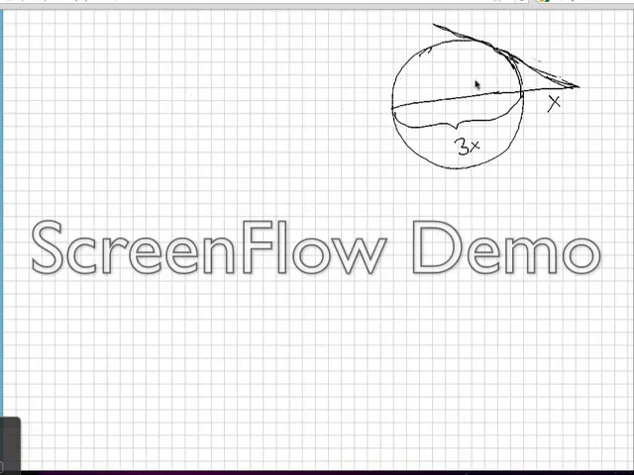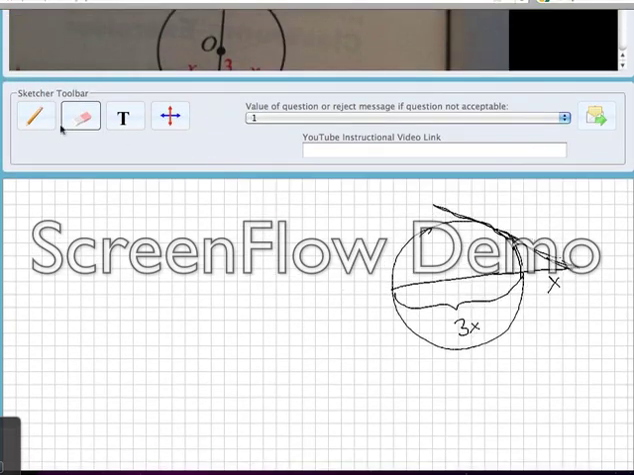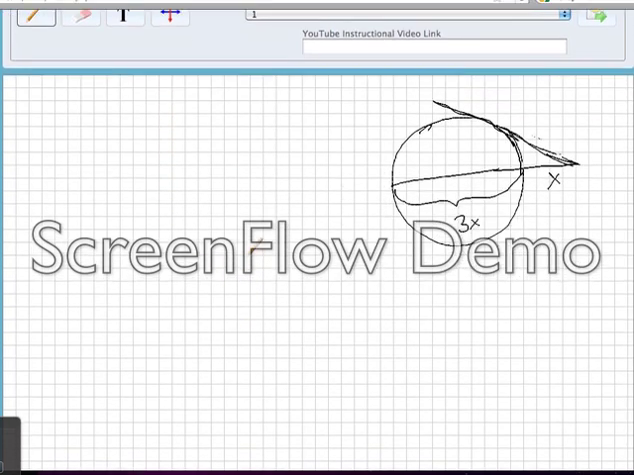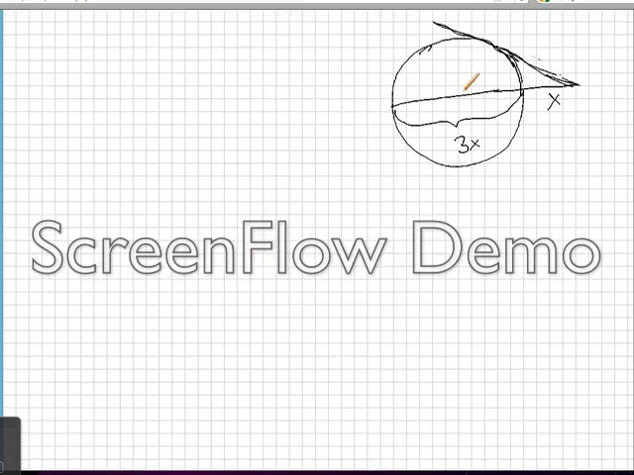Today we're going to be solving for a variable x given the diameter of a circle and a line tangent to the circle. To solve for x here, I'm going to use the rule that a line tangent to the circle is always perpendicular to the radius of the circle where it meets the circle.